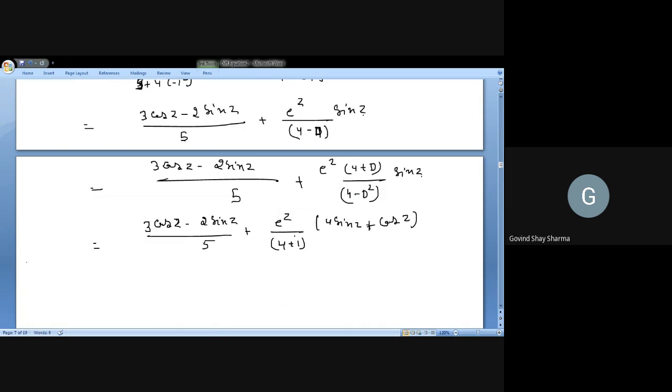So our PI becomes 3 cos z minus 2 sin z upon 13 plus e to power z upon 5 times 4 sin z plus cos z.